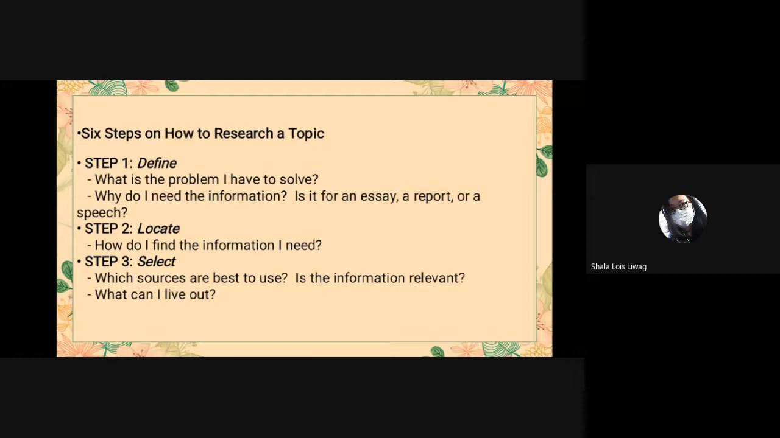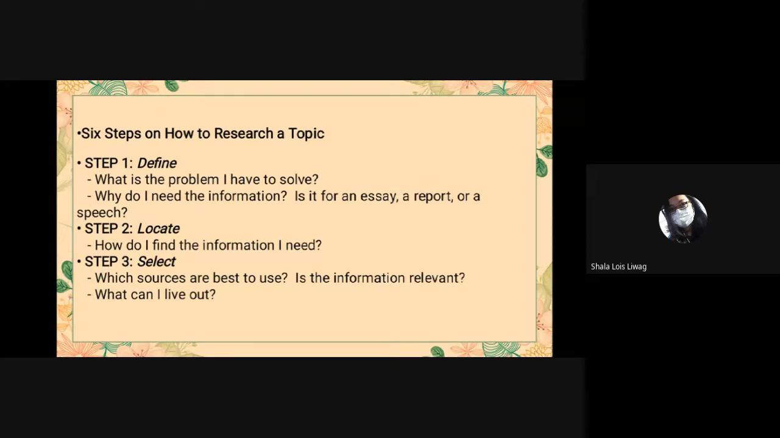How do I find the information I need? So, you have to use the best resources from the given sources earlier for you to easily find information. Then step 3, select. So which sources are best to use?